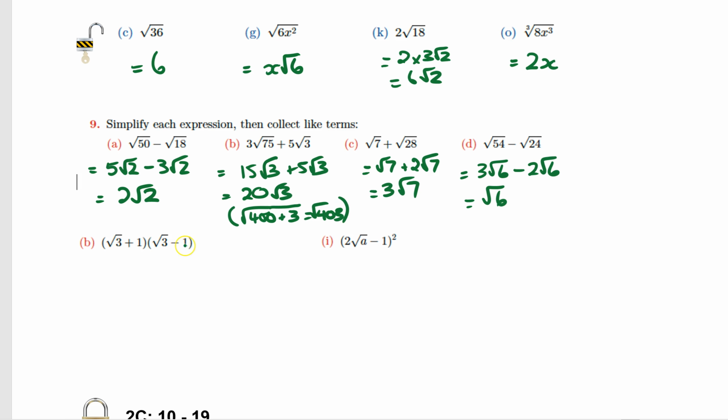Down here, we recognise this as a difference of squares, a plus b, a minus b, so that equals a squared minus b squared, so that's 2. You'll get very used to those brackets. And this one here is our usual expansion of brackets. Square of the first, so that will be 4 times a, plus the square of the second, so that will be 1, and this sign, minus, twice their product, so that will be 4 root a. Okay, so you could try these ones in 2C.